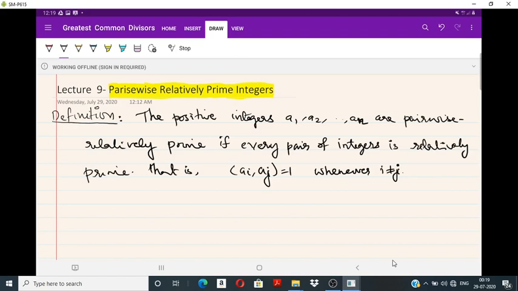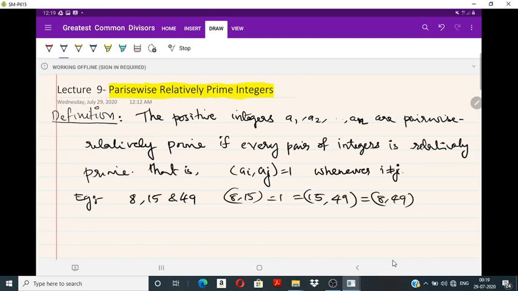the pairwise relatively prime definition. Now, for example, consider the integers 8, 15 and 49. If we consider any pair, GCD of 8 comma 15 equals 1, and 15 comma 49 is also equal to 1, and 8 comma 49 have also no common factor other than 1. So all these pairs are relatively prime. That means this set is pairwise relatively prime.